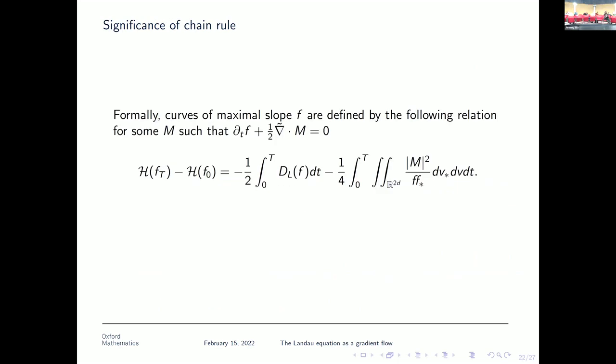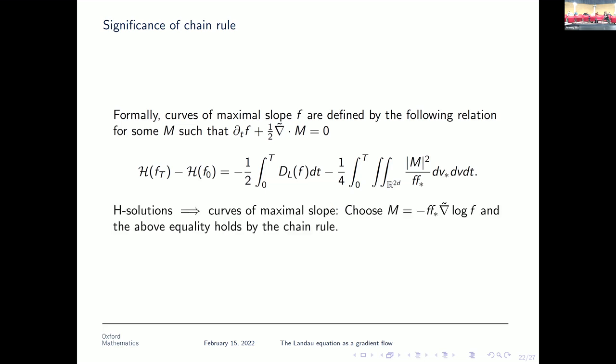Okay, sorry. So just to tell you a bit about why the chain rule is necessary and why I'm harping on about it on and on. Formally, in a very hand-wavy sense, gradient flow solutions are curves f which satisfy the equality written here. So this looks very similar to the H theorem that I wrote, except instead of the time integral of the Landau entropy dissipation with a coefficient of 1, I've split it up into a 1/2, and then I've got another contribution from the integral functional of the Landau metric.